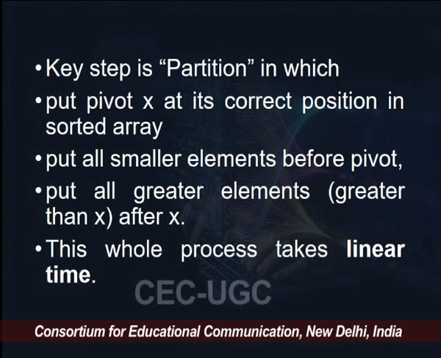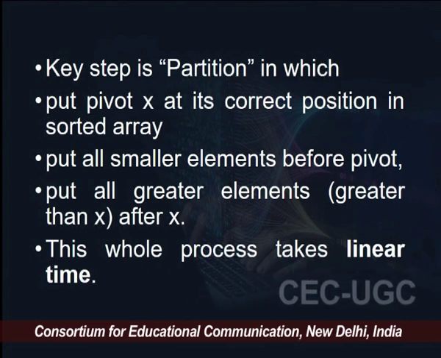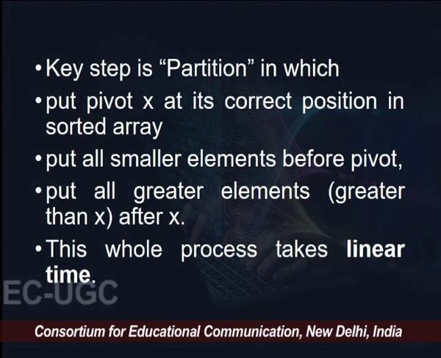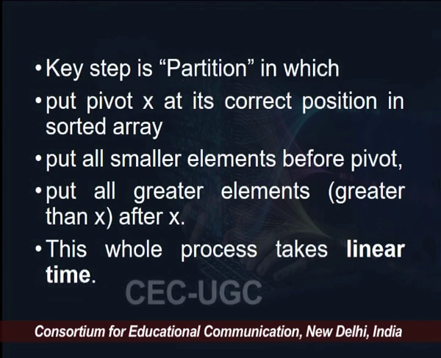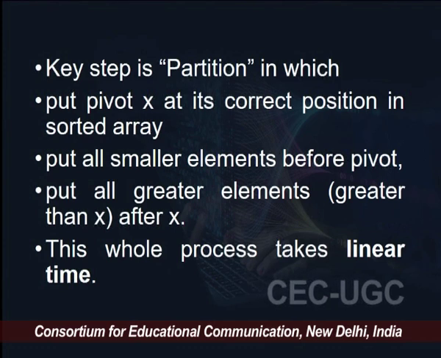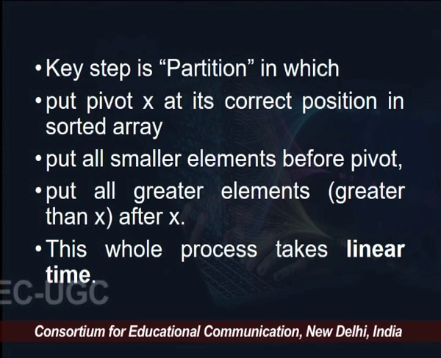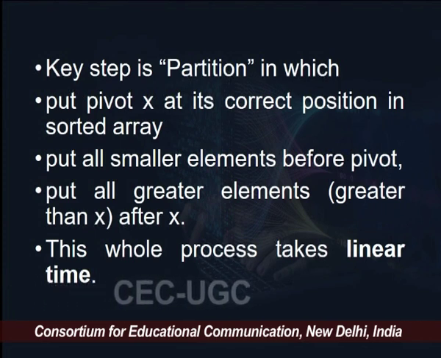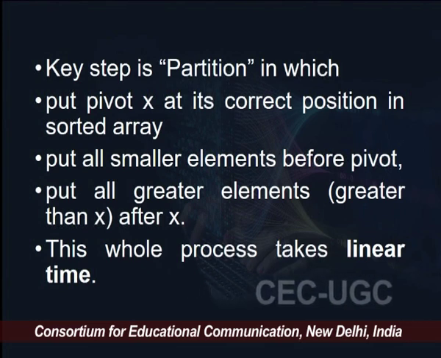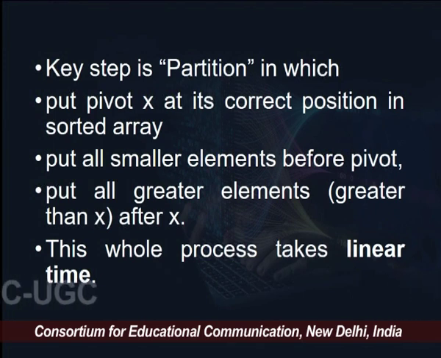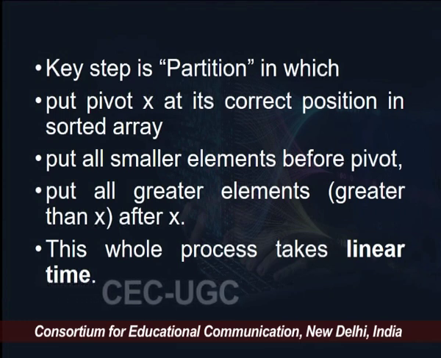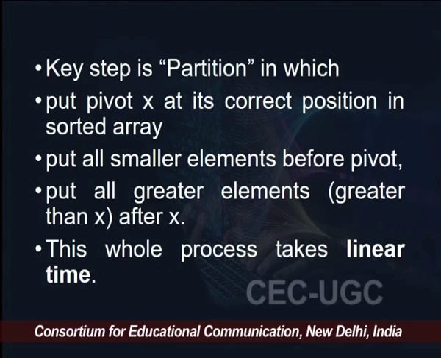We will take a pivot in the first iteration. This pivot will take its correct position in the sorted array, whatever that position is. All the elements which are less than the pivot will be kept on the left side of the pivot, and all the elements which are greater than the pivot will be kept on the right side. This is the key step of quicksort, and it is given the term partition.